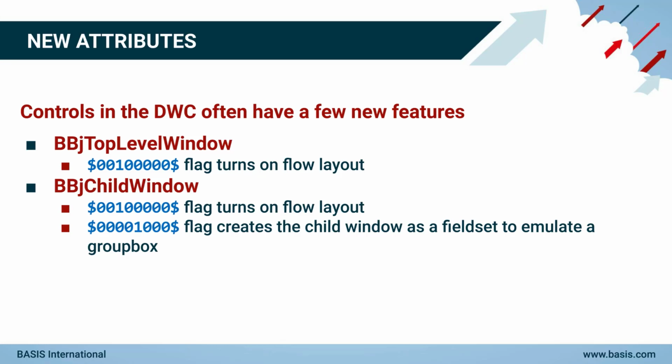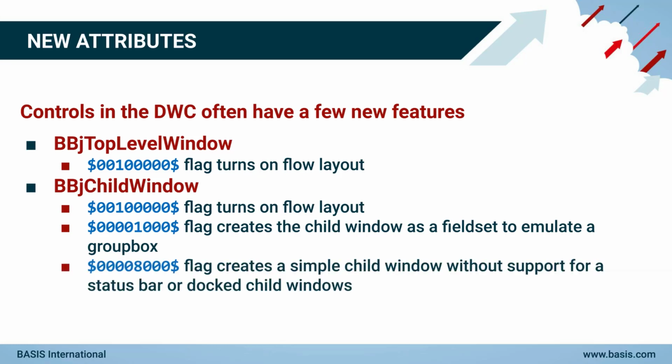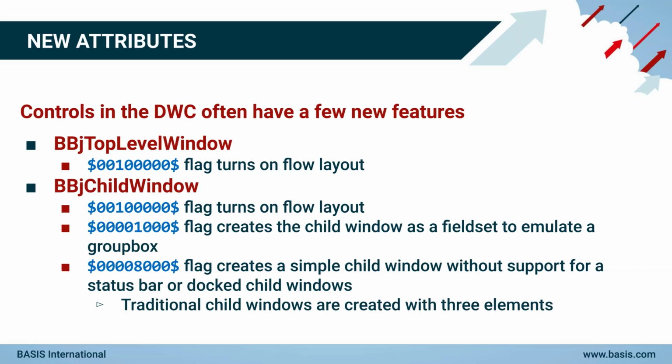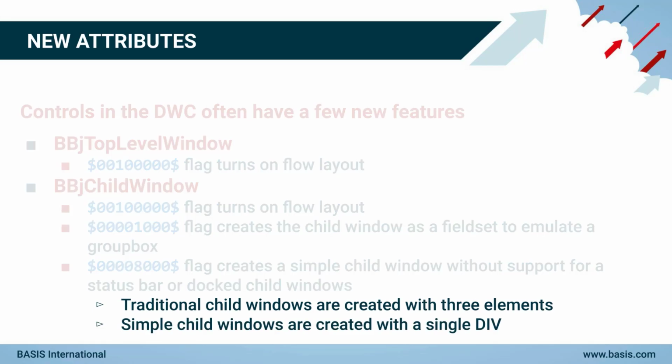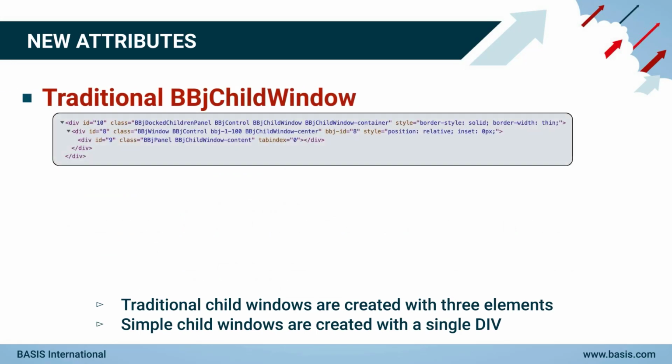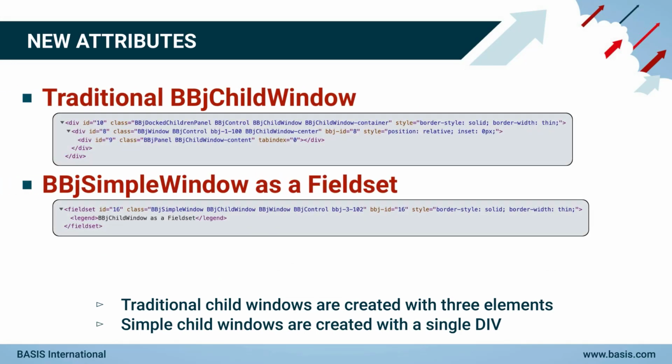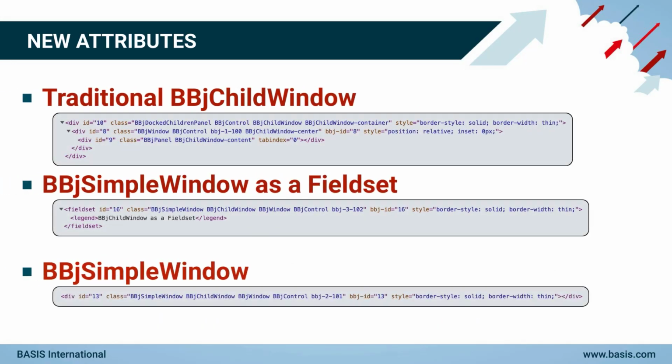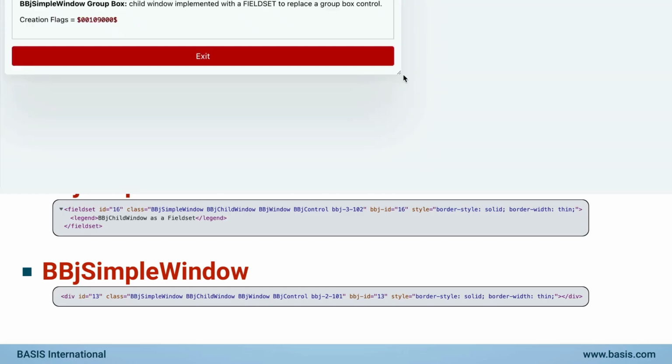The last flag causes the DWC to create a simple window without support for a status bar or docked child windows. Those aren't very common for many child windows anyway, and the benefit is that the DWC creates the window in a single div. That's not only more efficient and keeps the DOM size down, but it greatly simplifies setting styles on the window, since there's only one div to manage instead of 3 divs with the traditional child window.